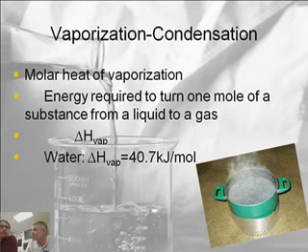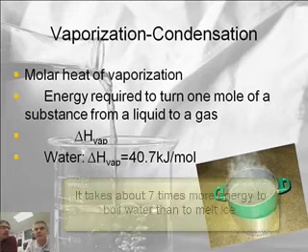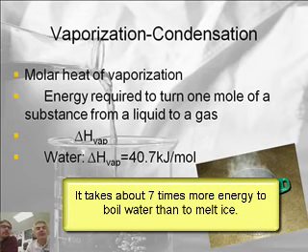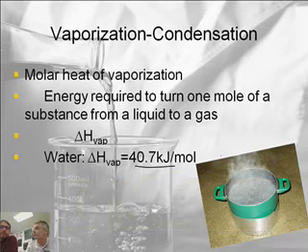Its number is 40.7. Now, interesting enough, that's a lot bigger than the 6 one. That's like 7 times more. So it's a lot more energy to boil water. So it takes a lot more energy to boil water than it does to melt ice, because the bonds are stronger.